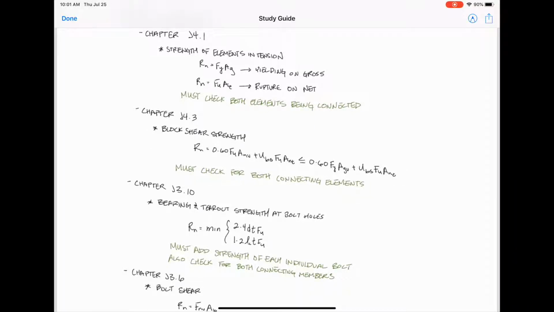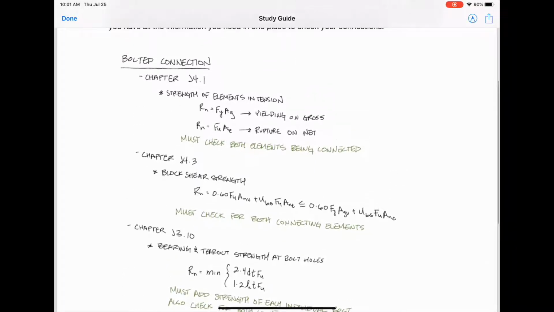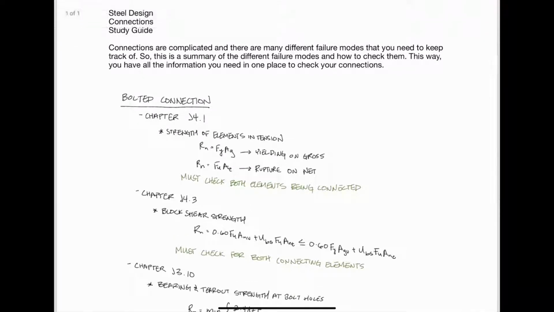Quickly for this video, I don't want to spend too much time on connections for steel elements, mostly because they are extremely complicated and tedious, and once you get out of school, you're never going to have to run an analysis on a steel connection ever again, because it's just not an effective use of someone's time.